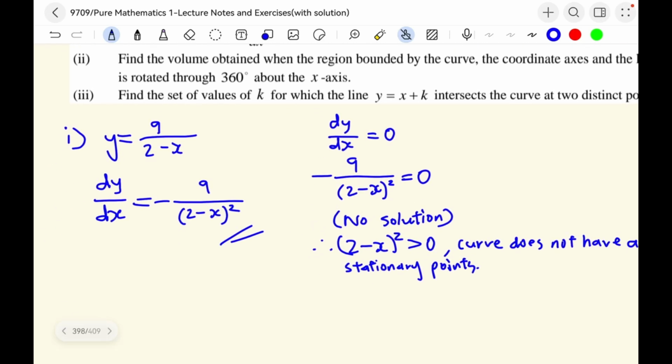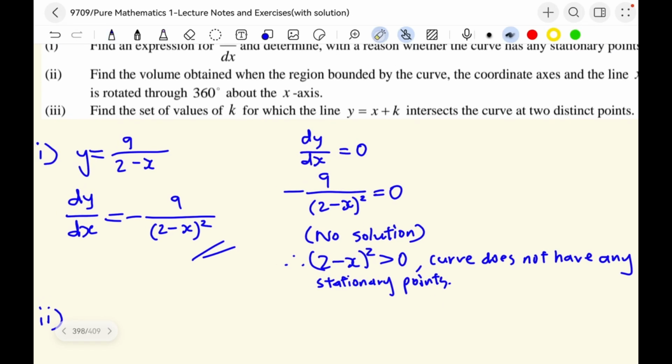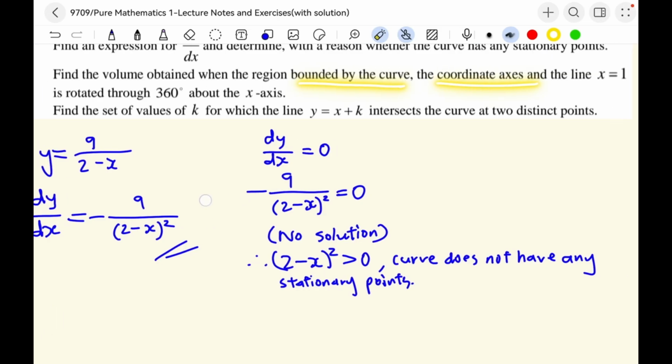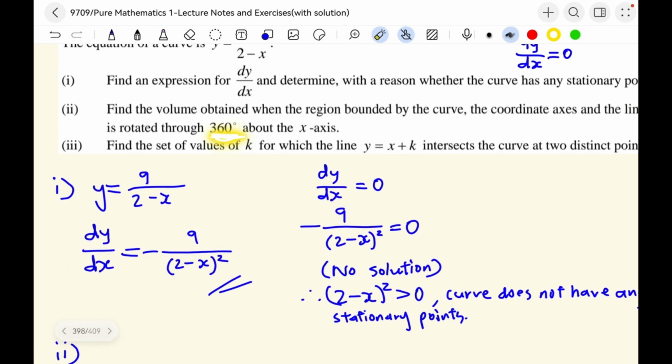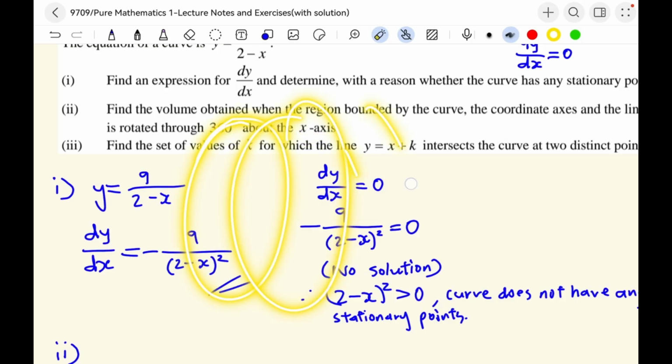Now, for part 2. Find the volume obtained when the region bounded by the curve, the coordinate axes, and the line x equals 1 is rotated through 360 degrees about the x-axis. So it must be rotating about the x-axis for each disk. Okay?